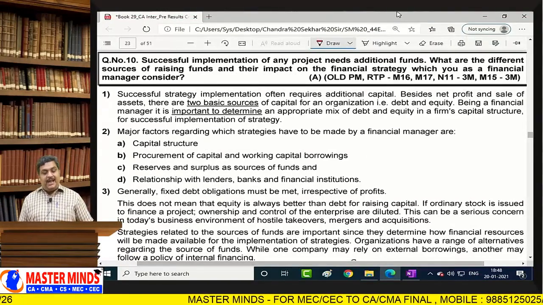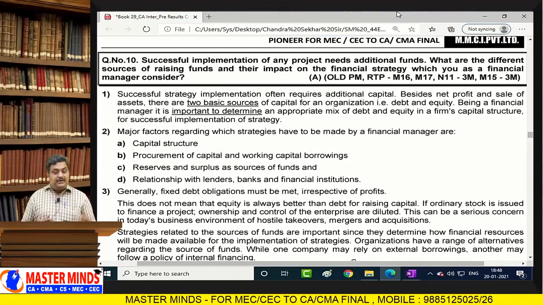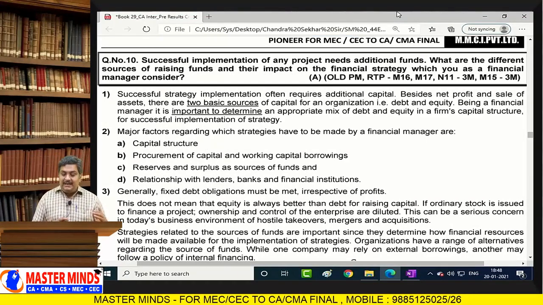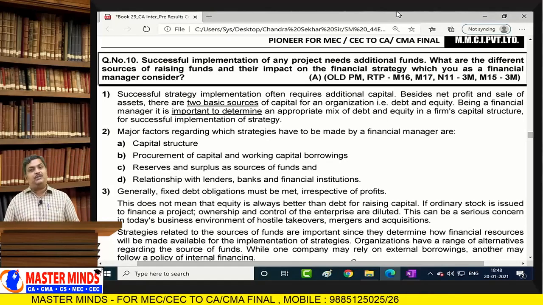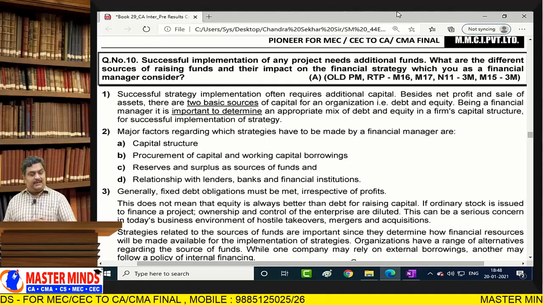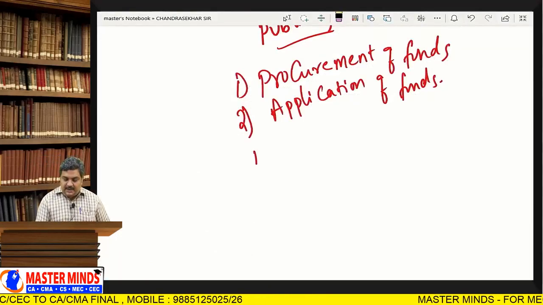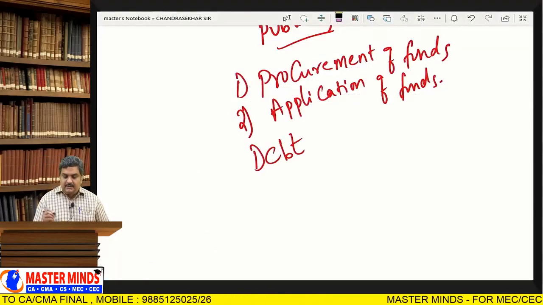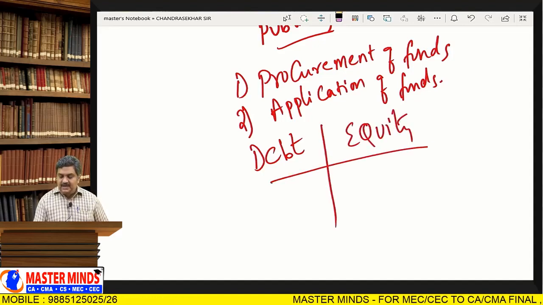Successful implementation of any project needs additional funds. Now, what are the different sources of raising funds and their impact on financial strategy, which you as a financial manager consider? Already we discussed this. There are two major routes of acquiring the funds. What are they? The first one is the debt route, by borrowing the money from lenders, and the second one is issuing shares to the public, that is equity.